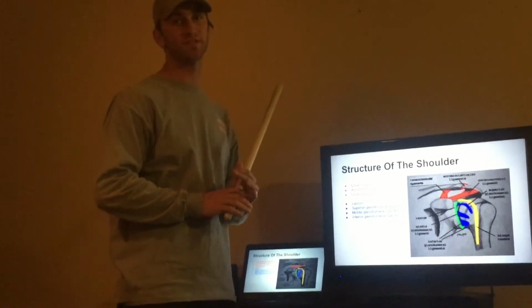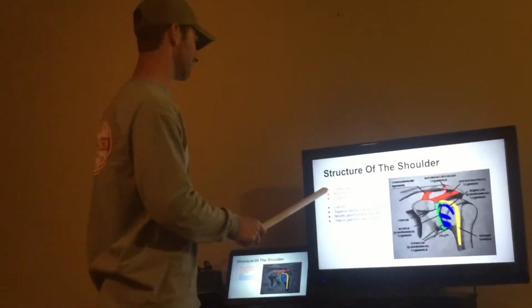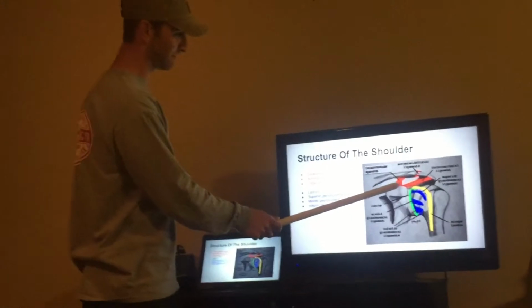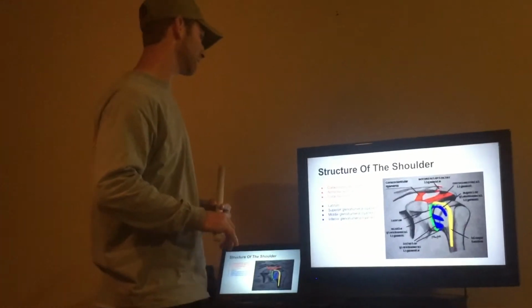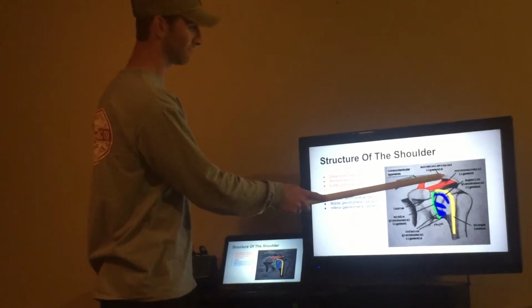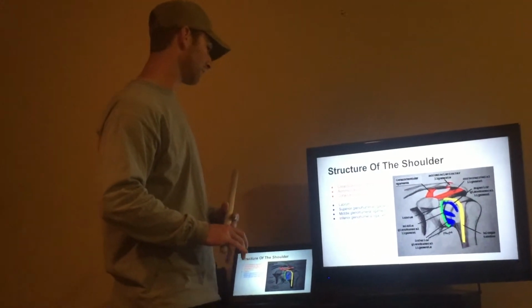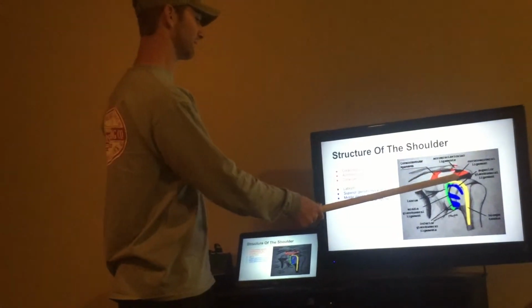Here are some ligaments and things that you need to know of the shoulder. You have the coracoclavicular ligament, which is in red. It's hard to see in this picture, but it runs right here. You also have another ligament, the acromioclavicular ligament, that runs at the back of your clavicle right there. And then you also have the coracoacromial ligament, which runs right here.